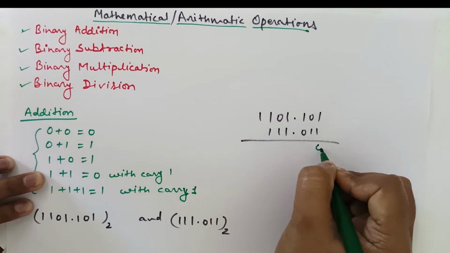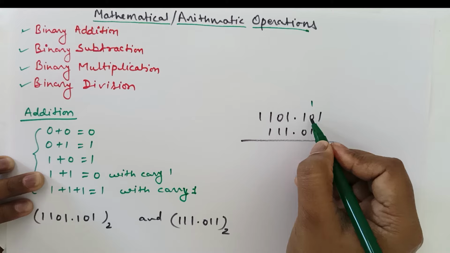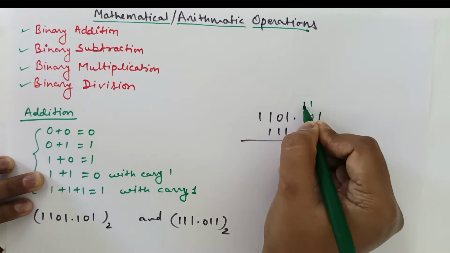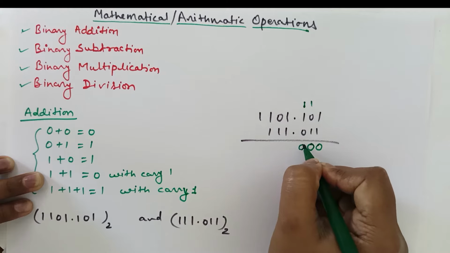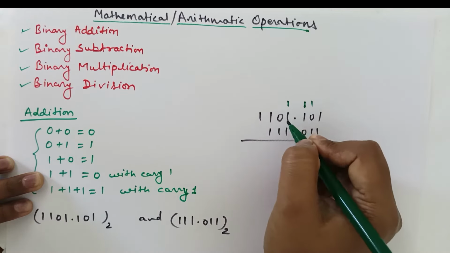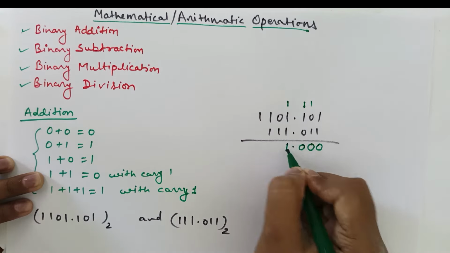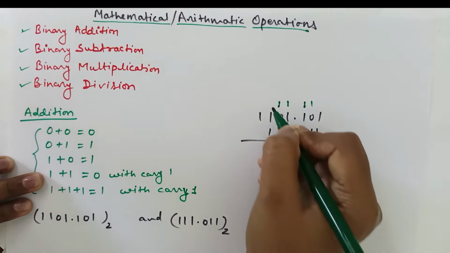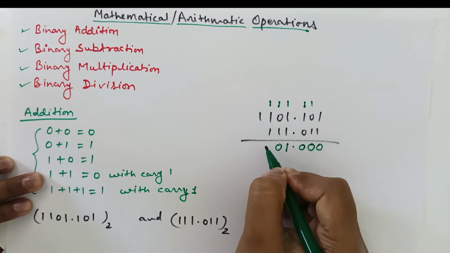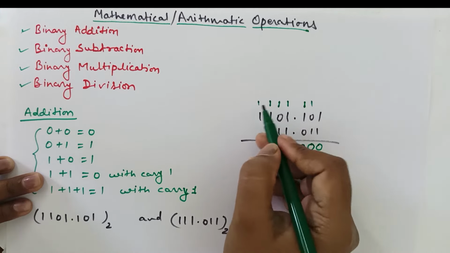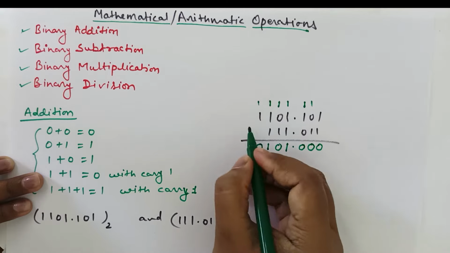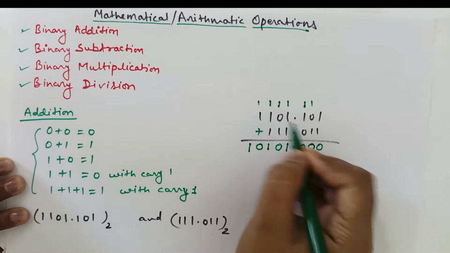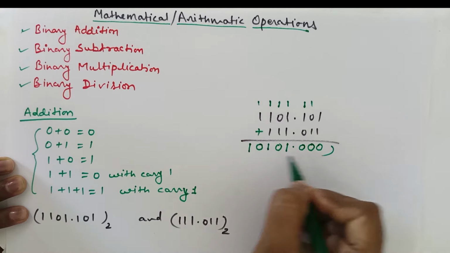1 plus 1 is 0 with carry 1. We will write the carry here. So 0 plus 1 is 1, 1 plus 1 is 0 again with carry 1. So write the carry here. 1 plus 1 is 0 with carry 1. Write the carry here. So 1 plus 1 plus 1 is 1 with carry 1. Write the carry here. 1 plus 0 plus 1 is 0 with carry 1. This 1 plus 1 plus 1 is 1 with carry 1. Write the carry here. 1 plus 1 is 0 with carry 1, so I will write the carry in the last. So this is how we do the addition for two binary numbers. So this will be the final added number in binary.